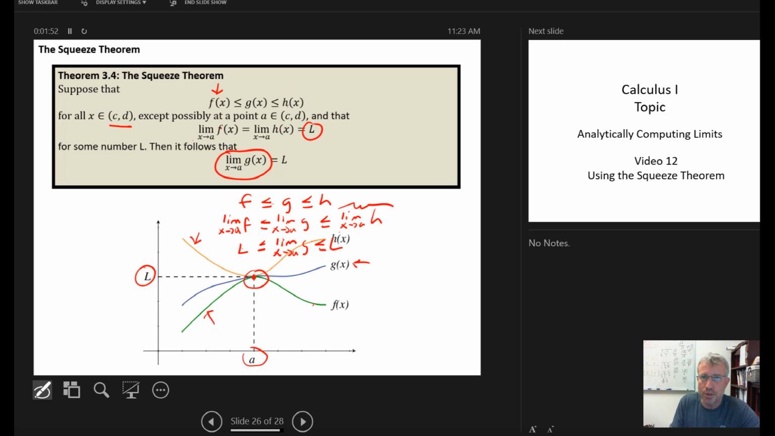The idea is for the squeeze theorem, I want to find the limit for a function. I find two functions for which the function I want is squeezed between them, and then if I can show that the two functions I've squeezed g between have the same limit, then I know that g has the same limit as those functions do.